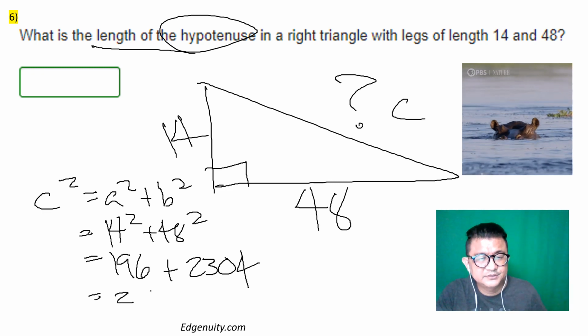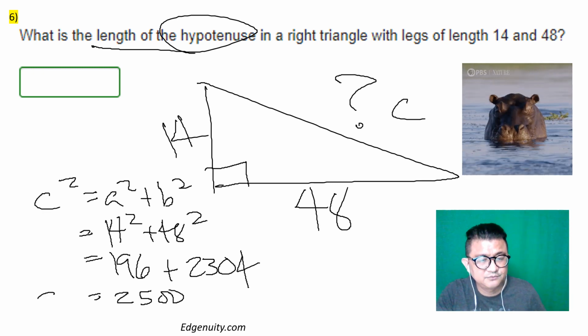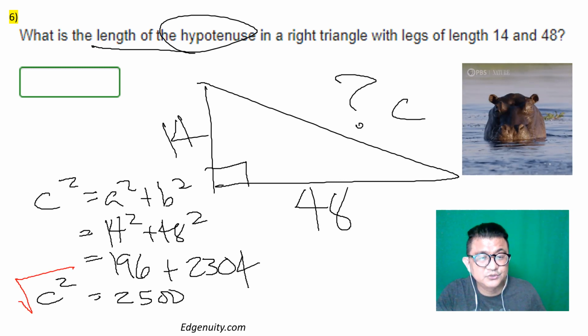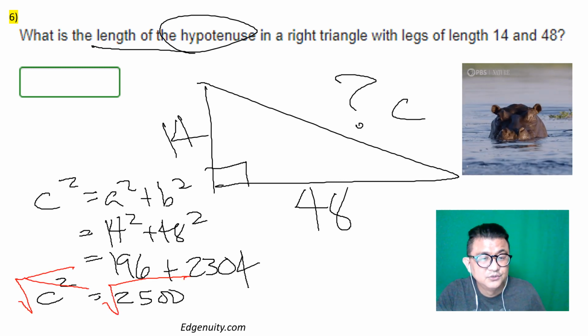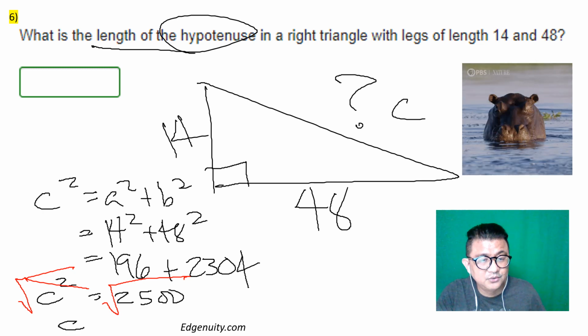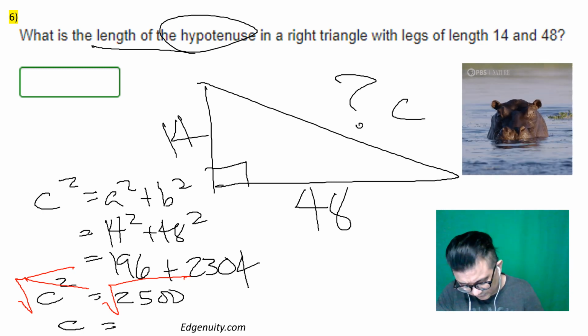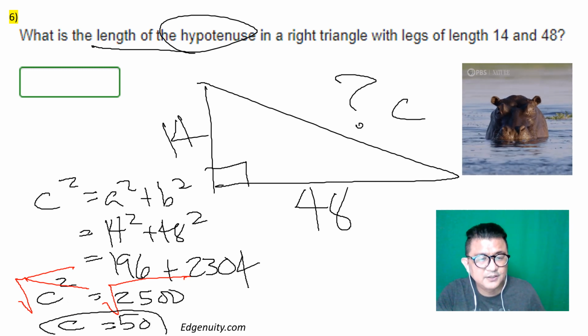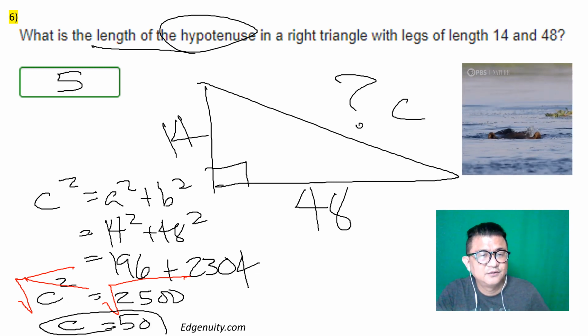2,500. The problem here is some kids will stop here at 2,500. Not yet, because that's not yet the square root. You'll have to get the square root so that C will be alone. Okay, and the square root of 2,500 is an easy 50. All right, so the answer is 50.